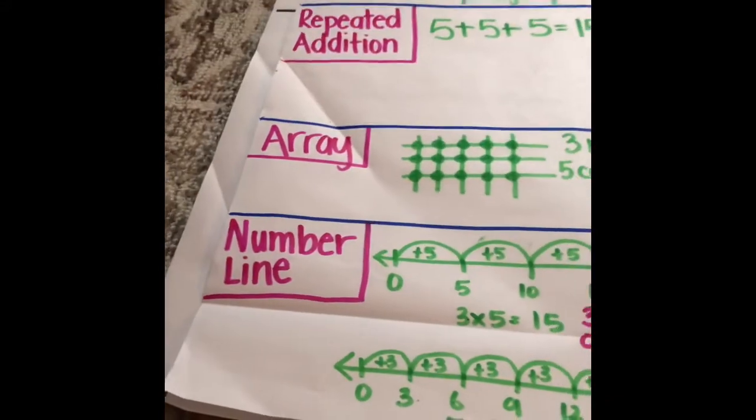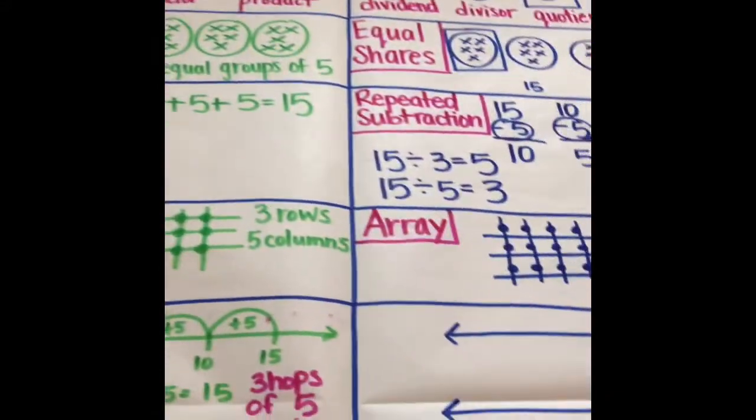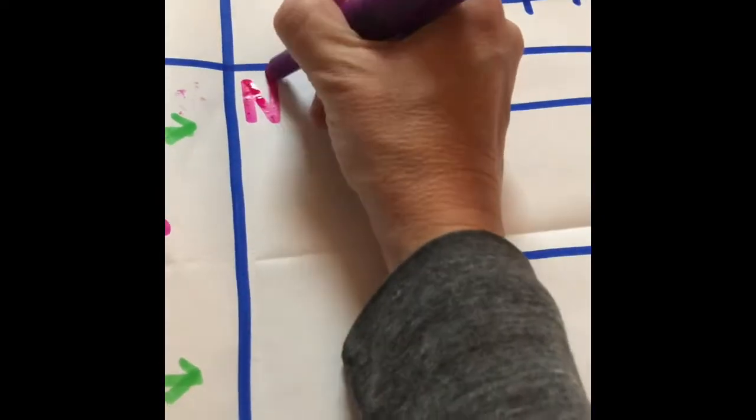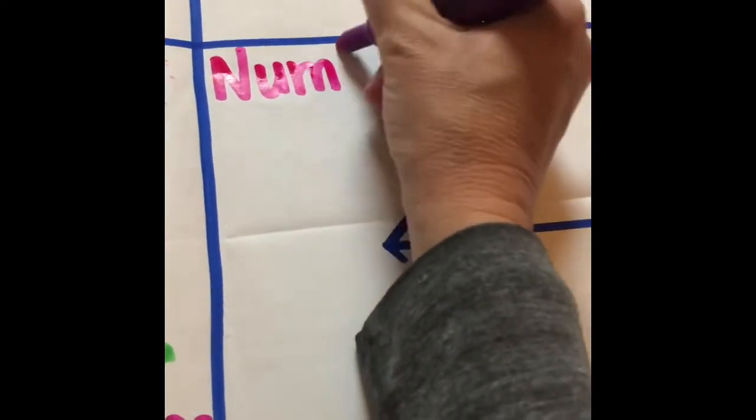So how are we going to use the idea of number lines to solve some division equations? The first thing we're going to do is we're going to write number line. The name of the strategy still remains the same.